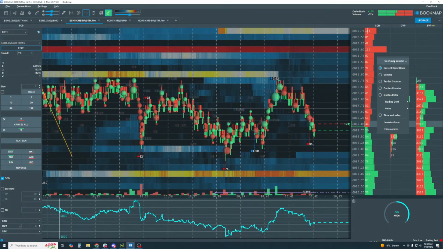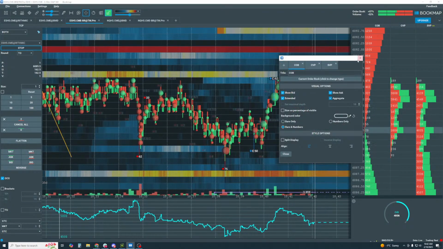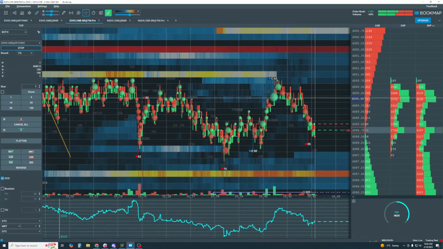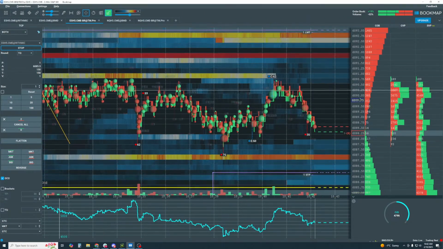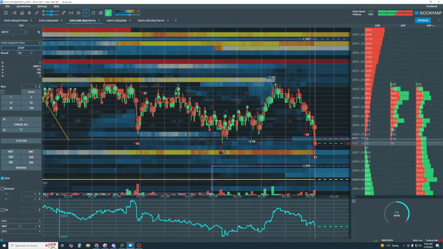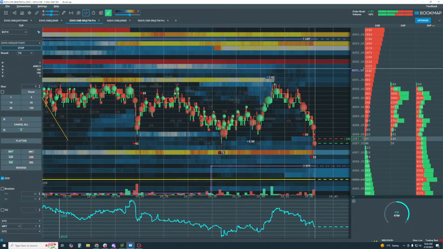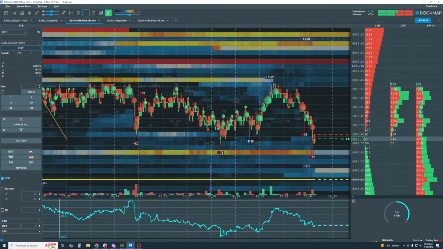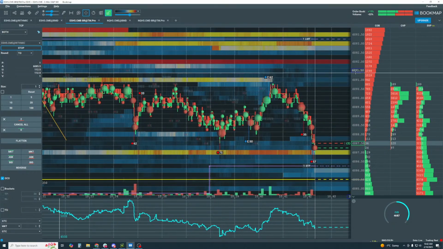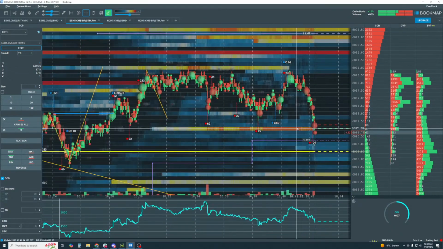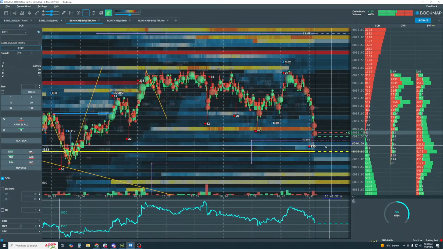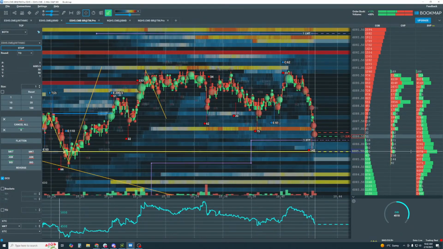You can right click in here, you can look at aggregate and understand what's happening in the aggregate view of it, how it might be skewed one way or another in certain areas. Okay, so here we go. Here come our sellers now. They're likely going for this mean reversion.